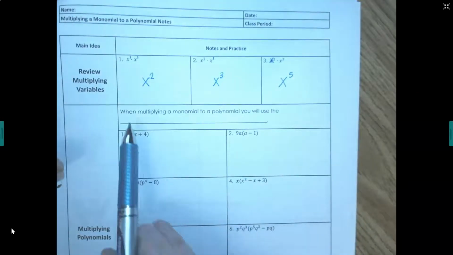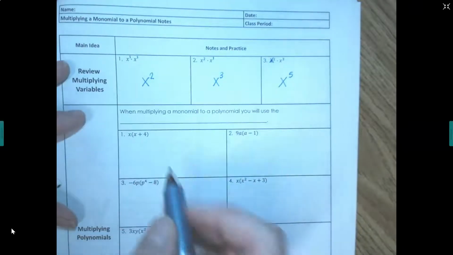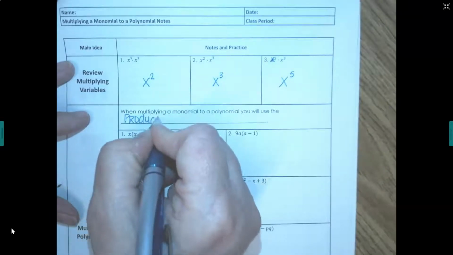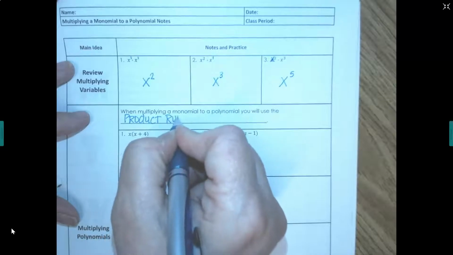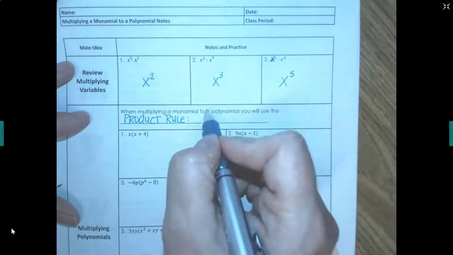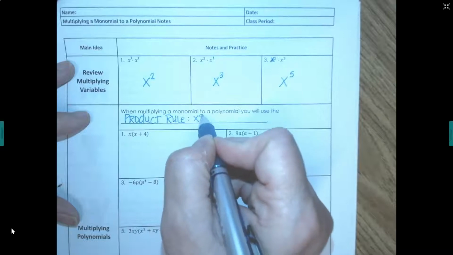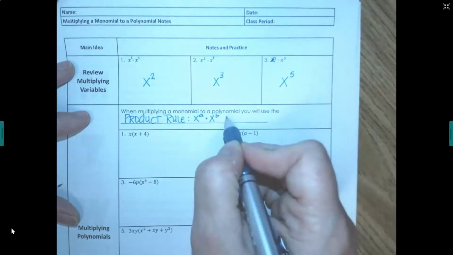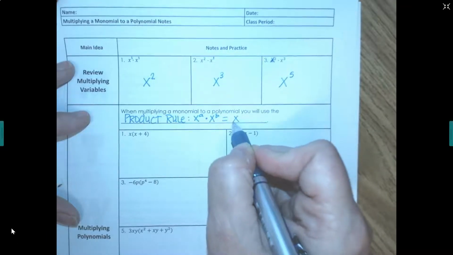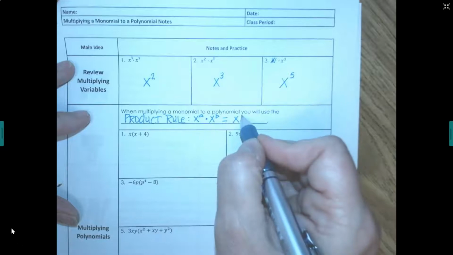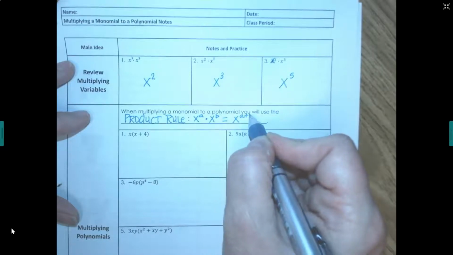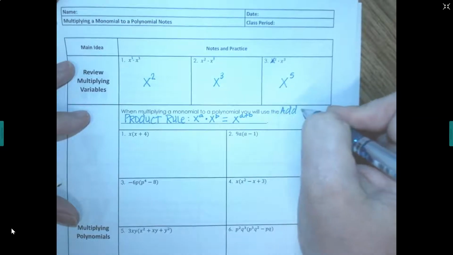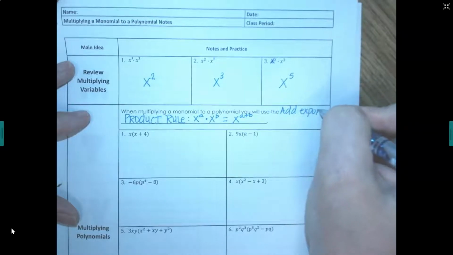So what you're really doing when you're multiplying a monomial to a polynomial, you'll use something called the product rule. Now I'm going to show it to you in math first, and then we'll get the English version. If we have x raised to the a, and we're going to multiply it to x raised to the b, its answer will still have the x at the bottom, but you're going to add those exponents together, so you would get a plus b. So we're going to add exponents when multiplying.